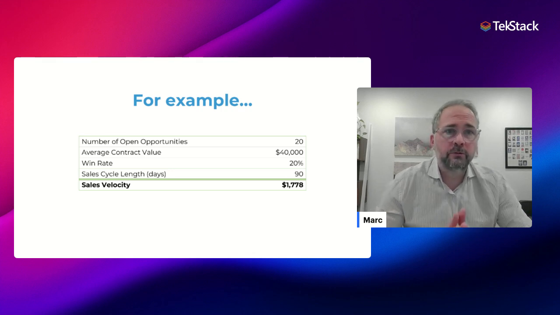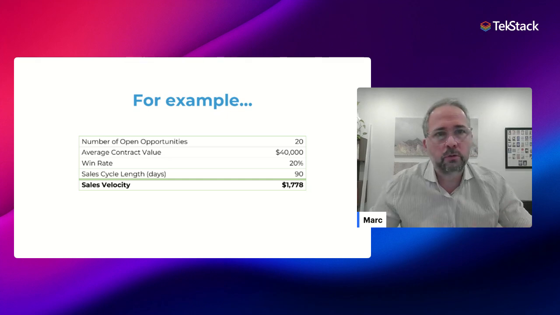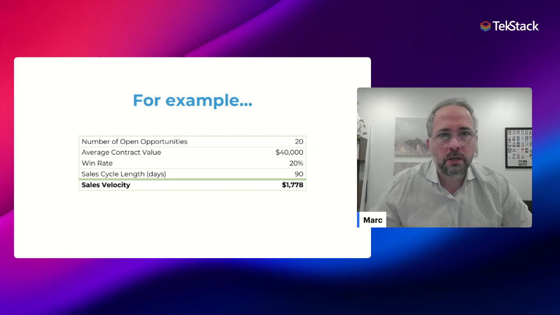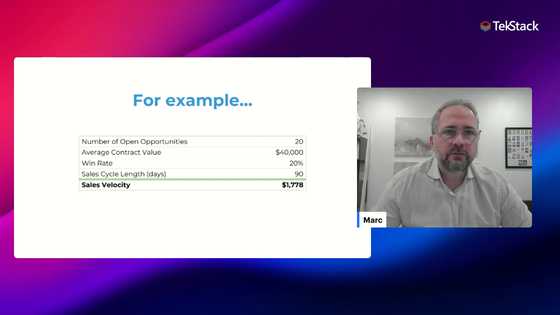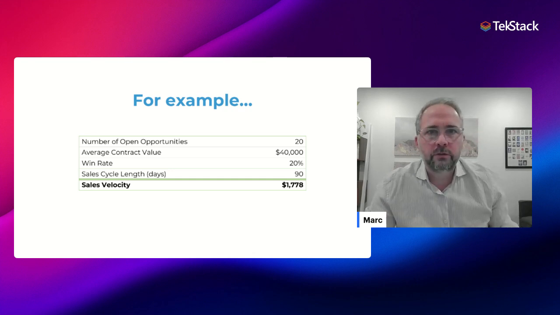A lot of CRM systems aren't able to separate the ARR from non-ARR or total value, but ideally you'd be looking at ARR. What's your win rate? Right here, 20% on a 90-day close. Pretty typical stuff, right? So our sales velocity in this organization is $1,700. What that means is we're booking $1,700 of brand new ARR every single day, Saturdays and Sundays included.